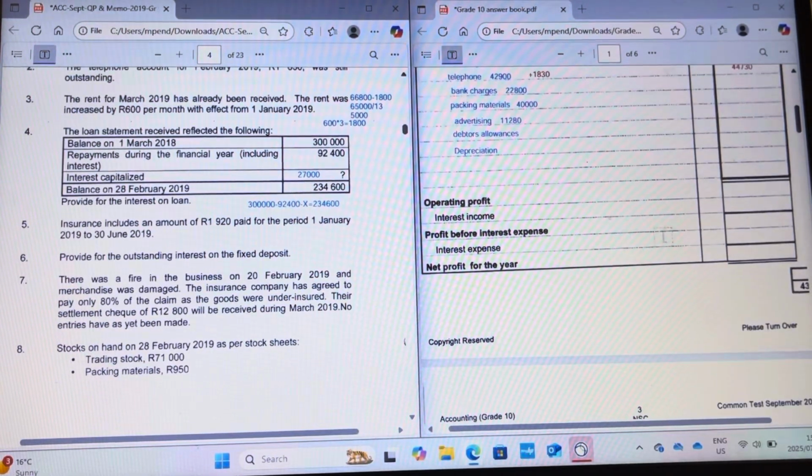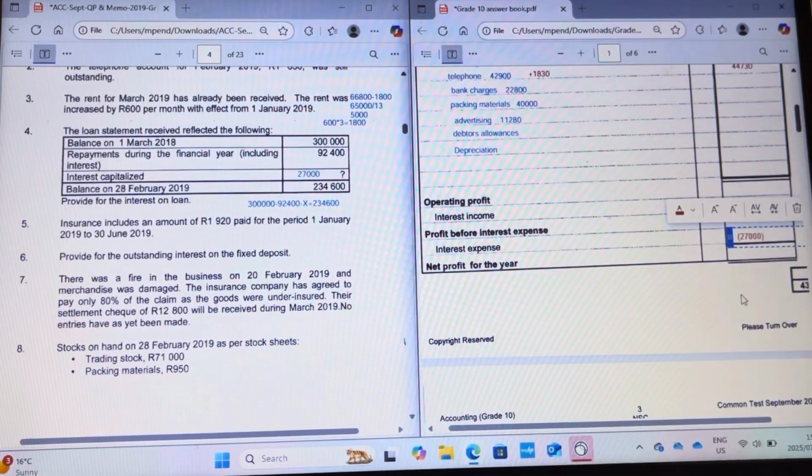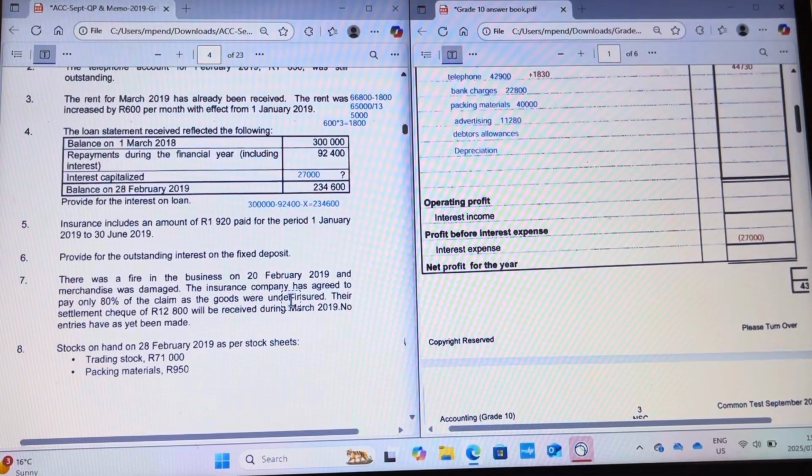Therefore, we come here and replace that amount of 27,000. Now this is a subtraction, so you'd have to put it in brackets. Let me put the brackets. There we go. And then we're done.